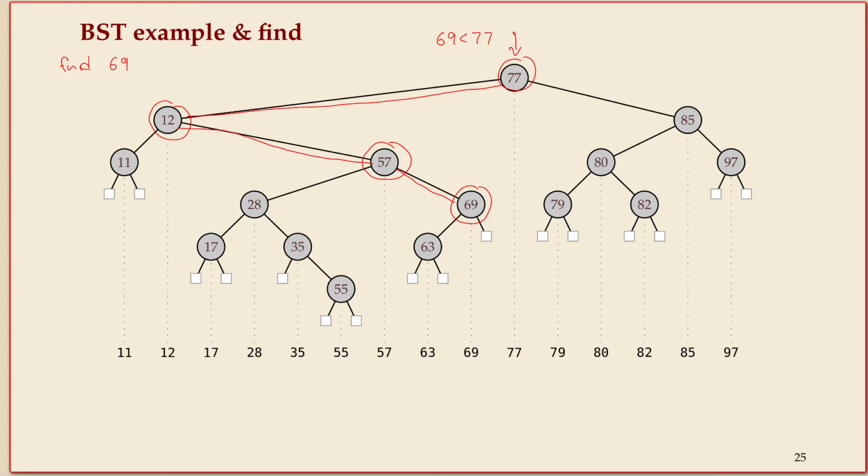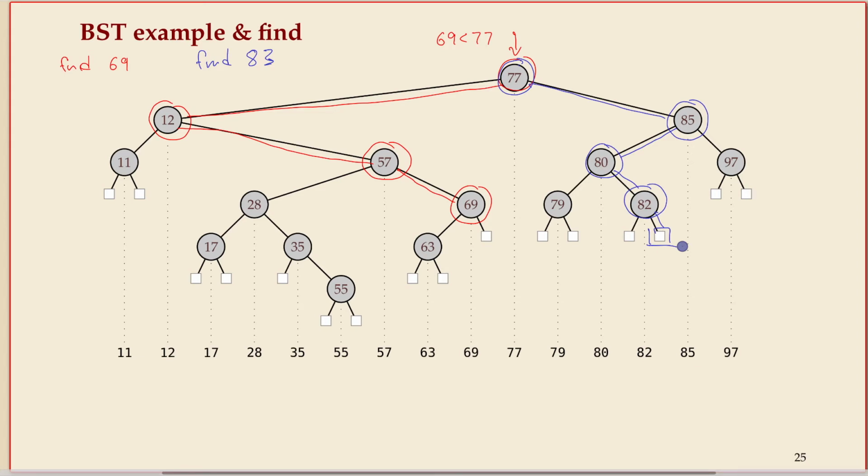One more example where the search fails. So suppose we try to find 83. We start at the root. It's bigger than 77, so we go right this time. It is smaller than 85, so we go left. It's bigger than 80, and it's bigger than 82. And at this point, we reach a null pointer.